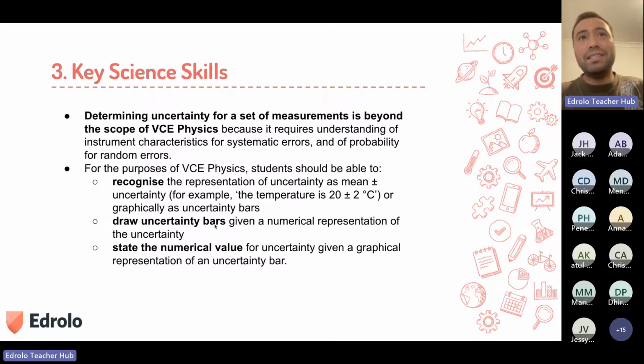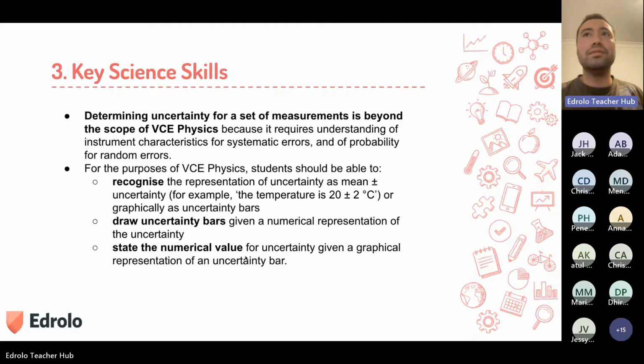Second, draw uncertainty bars given a numerical representation of the uncertainty, and you would have seen this in previous exams, that it's very common for them to ask students to draw uncertainty bars on their diagrams. Sometimes it's almost impossible to get those uncertainty bars accurate on the scales they give in exams, but students should at least be able to draw them in the correct direction, X or Y. Third, state the numerical value for uncertainty given a graphical representation. So those are the only 3 things they can ask you with uncertainty.